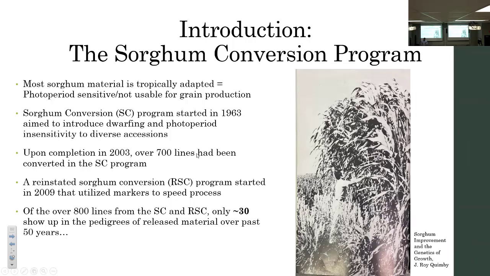While you'd be hard pressed to find released material that doesn't have SC material somewhere in its pedigree, if you start looking at which SC lines are showing up, you're only going to find about 30 of them in those pedigrees over the last 50 years. That gives you an interesting insight into what's going on there. While the importance is undeniable, it's very clear that there's something going on, where some of this material is maybe still a little bit wild, has too much of the tropical, unadapted genome in it.